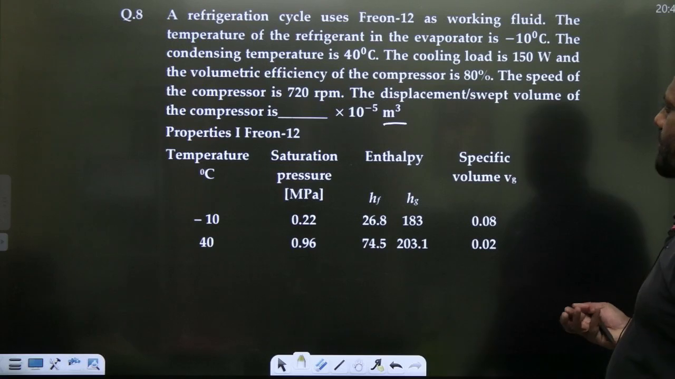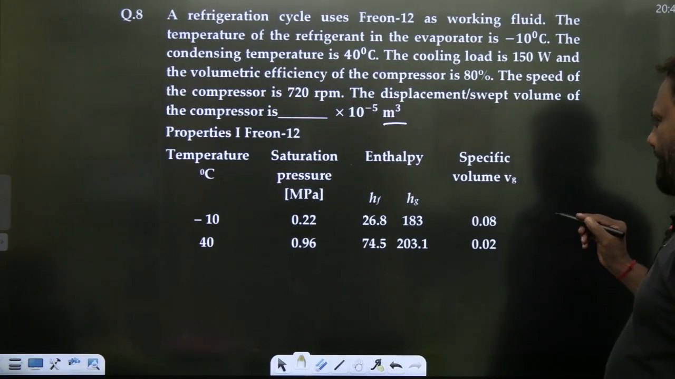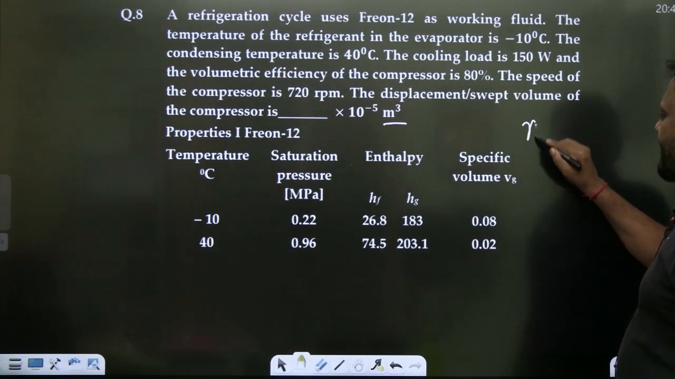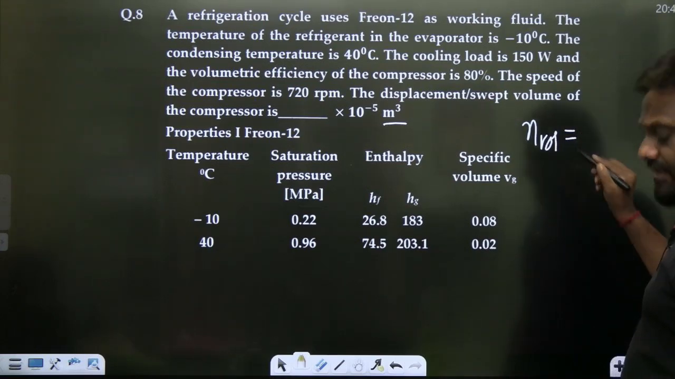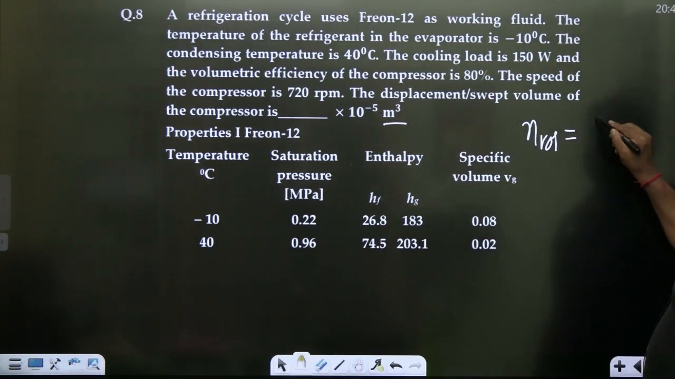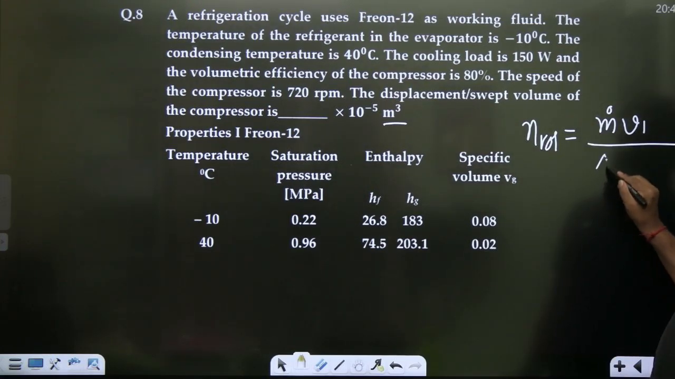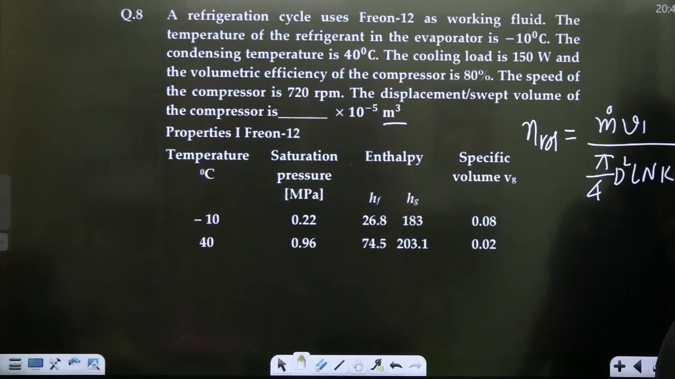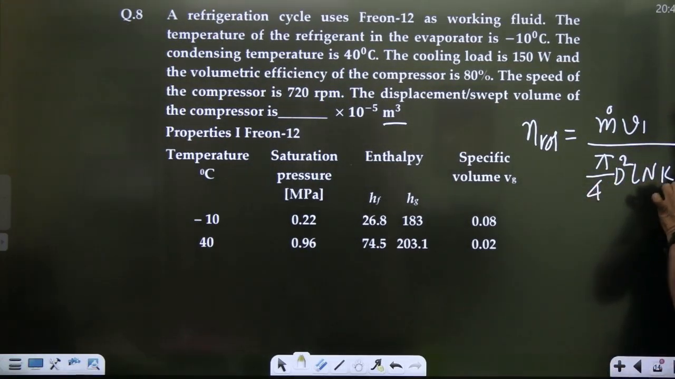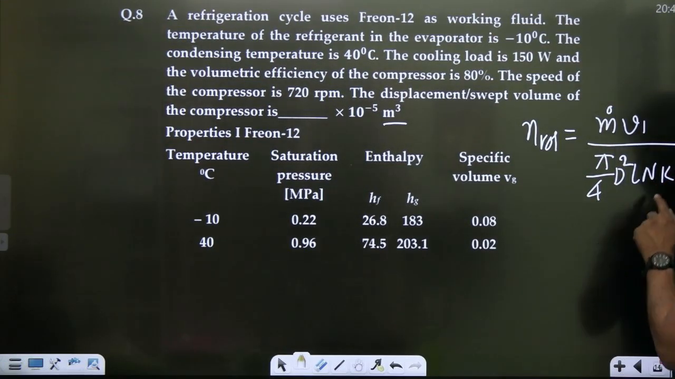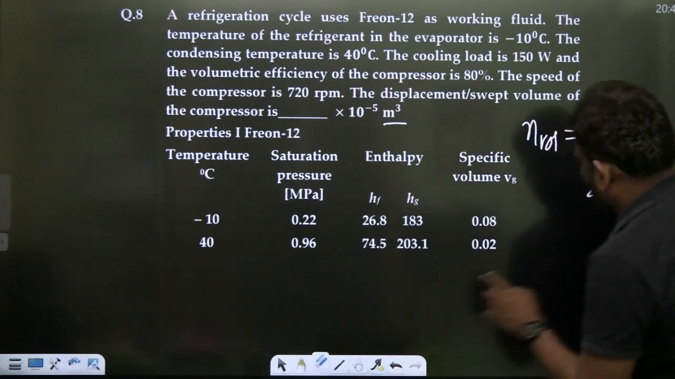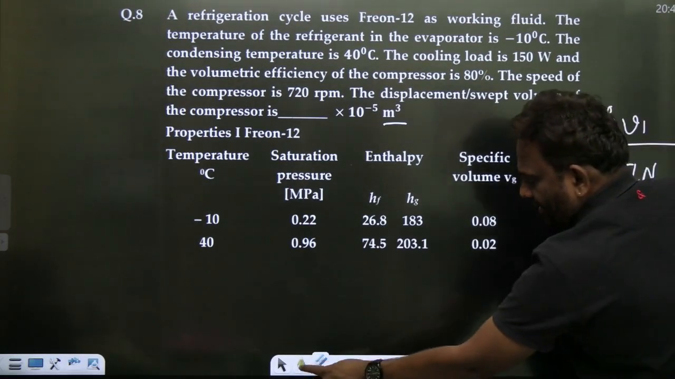How will we do it, sir? It is very simple. You know very well, I have already derived the volumetric efficiency in regular classes. It can be written as m dot into specific volume at the inlet to the compressor by pi by 4 d square L N k, where k is the number of cylinders or compressors. Nothing is said here, so I'll take this as 1. So k is 1, no problem at all.